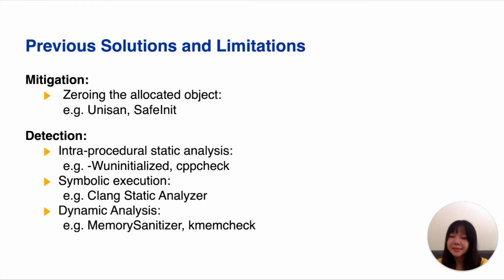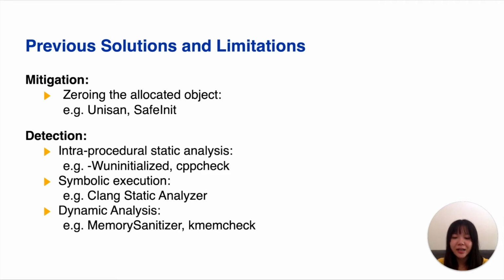After those security risks were discovered, many solutions appeared. Those solutions can be divided into two categories: mitigation and detection. The common mitigation is to zero-initialize the allocated object, such as Unisan and SafeInit. However, the initial value 0 could cause null pointer dereference. Moreover, the initial value 0 sometimes represents a unique meaning. So, zeroing the object cannot fully mitigate UB bugs. Instead, detecting the UB bugs and letting developers decide the initial value is a better solution.